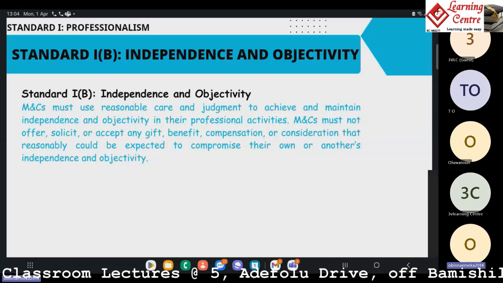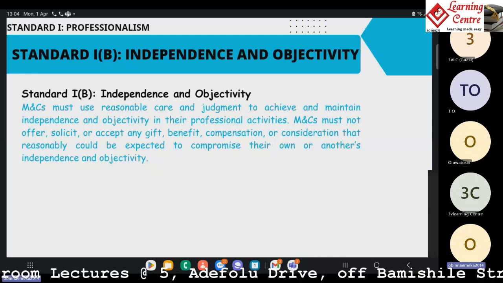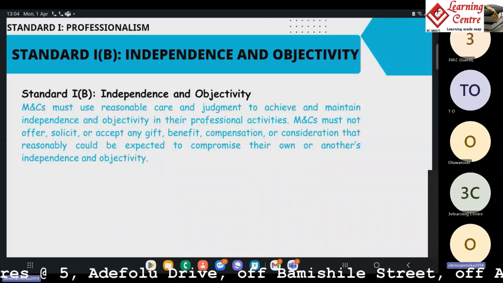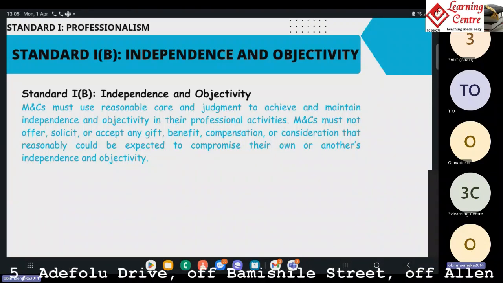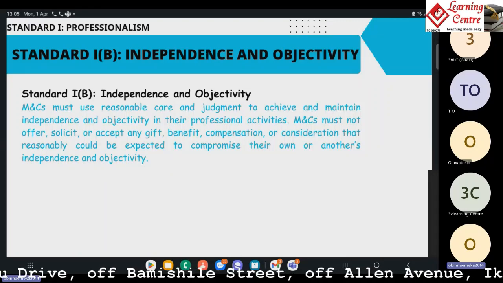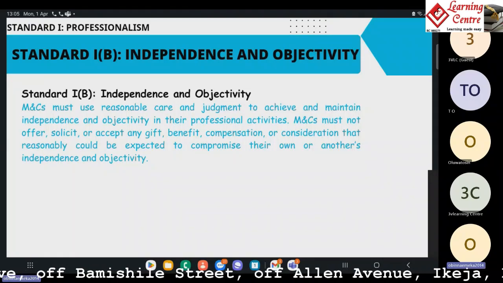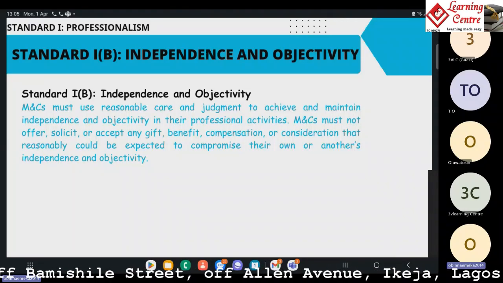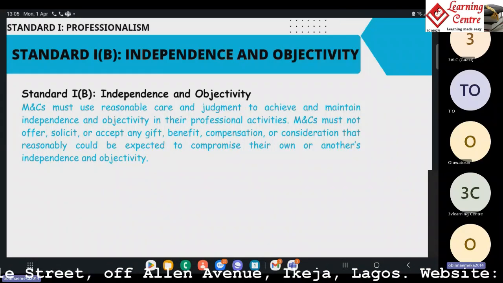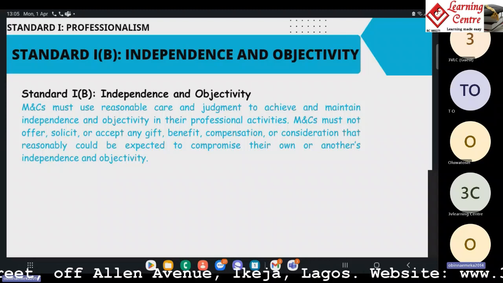So what the standard is saying is this: you are not to offer somebody any gift, any benefit or compensation. You are not even to accept or solicit any of those things that can compromise your own independence and objectivity. And don't give somebody else gifts, compensation, and all those other things that can also compromise their own independence and objectivity.